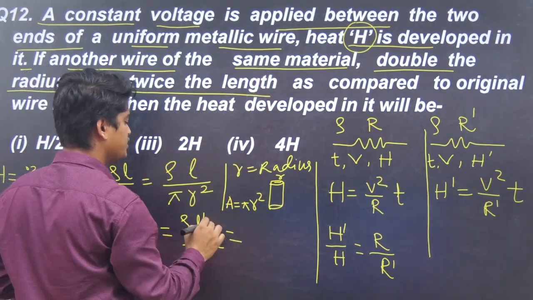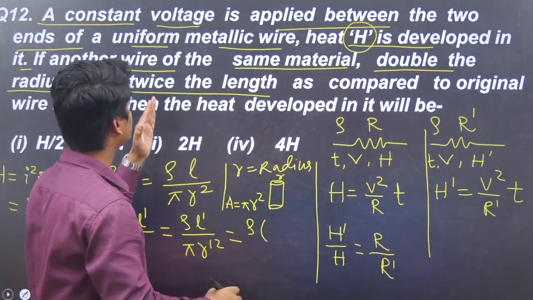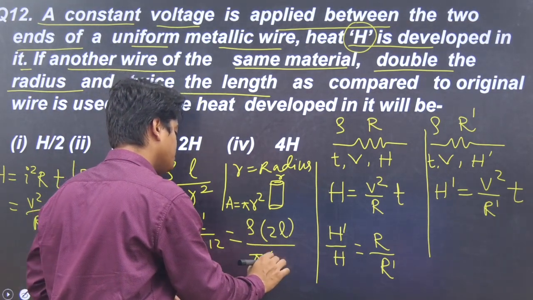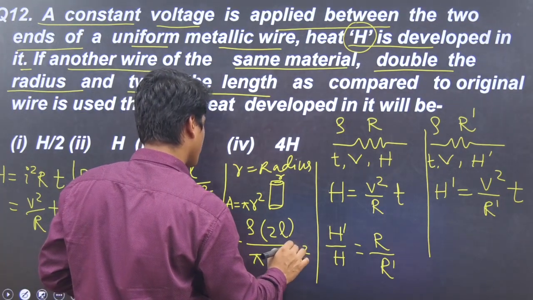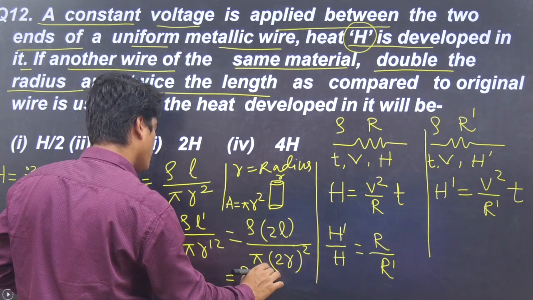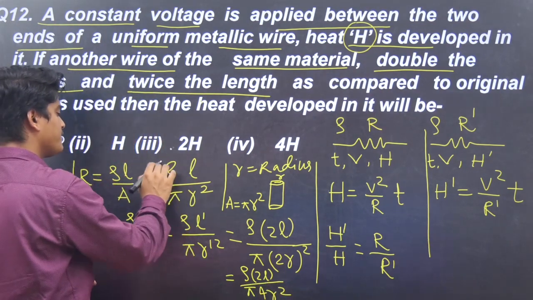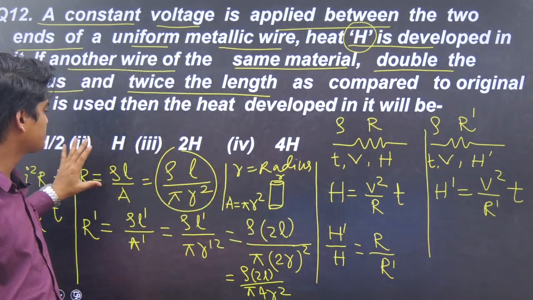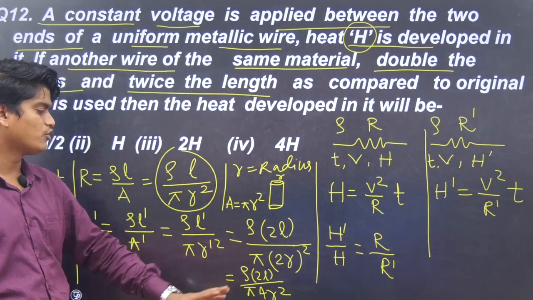And in the question it is given that the length is twice, so it is 2 times the original length, and pi, R prime is 2 times the radius, so 2R square. Now if you calculate this, I will get rho 2L divided by pi into 4R square. For the first resistor you write rho L by pi R square as the resistance R, and for this one you write R prime, rho 2L by 4 pi R square.